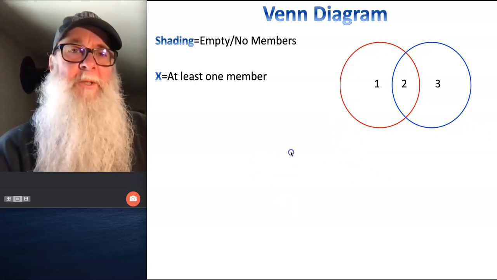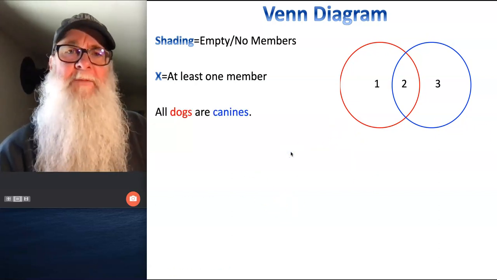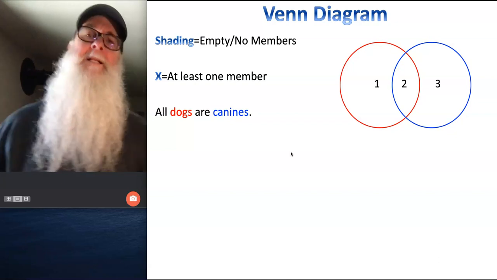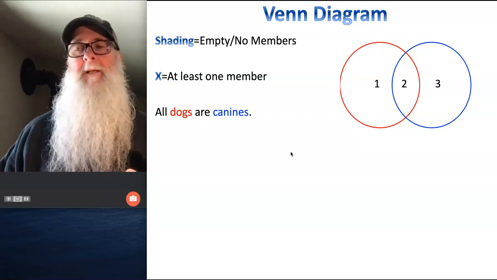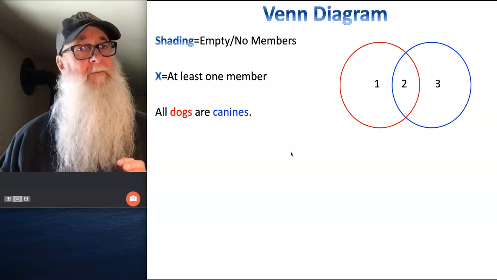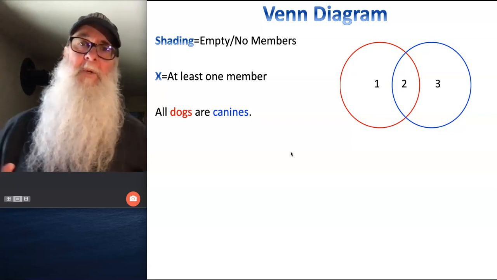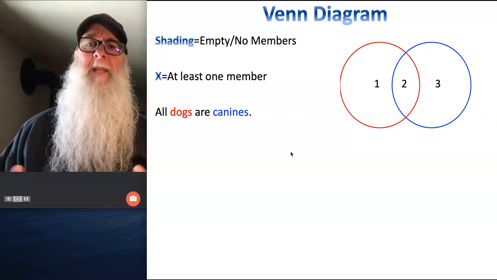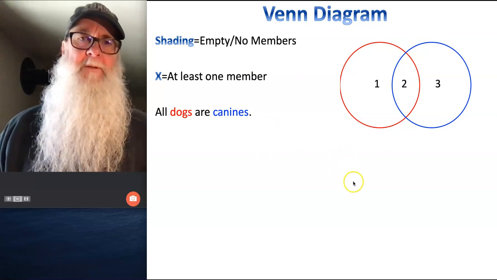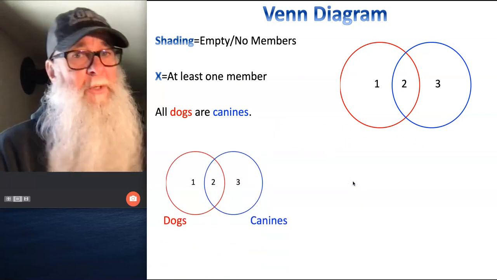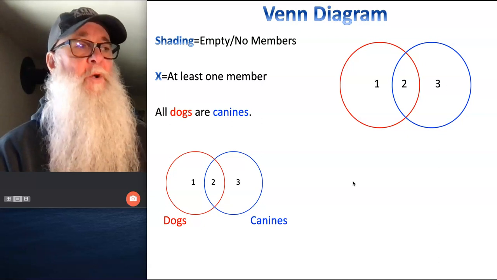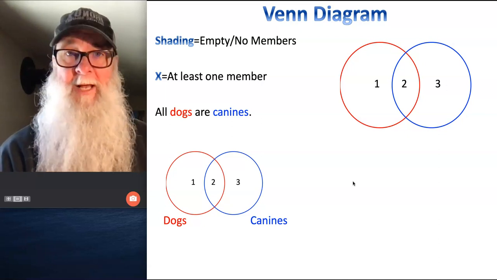So now, how does this relate to what we're doing? Well, imagine you have a statement like "all dogs are canines." That's a statement asserting a relationship between the category of dogs and canines. And so the question for us is, how do we represent that relationship with these two circles? The first thing we do is label our Venn diagram, because we have to know which circle refers to which category.